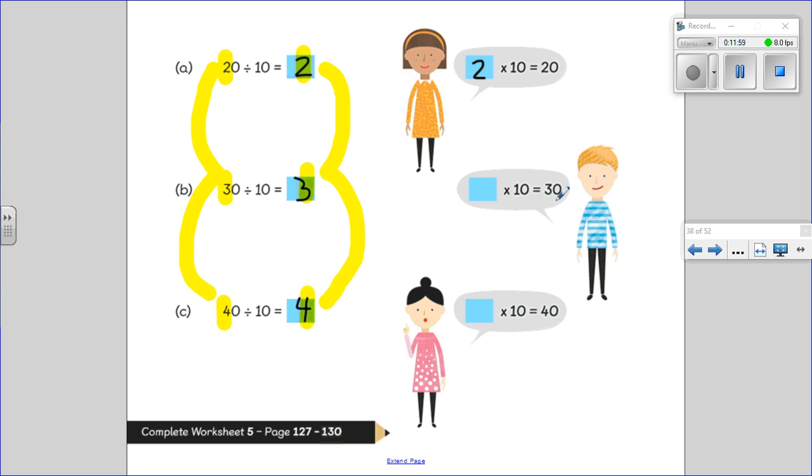And here we've got our whole as 30, and we've got how many lots of 10? How many groups of 10 to make 30? 3. Well done. We know it's 10, 20, 30. 3 lots of 10 make 30. And then on this one here, we've got 40 as our whole. How many groups of 10 make 40? 10, 20, 30, 40. It's 4 lots of 10. So well done if you got those right.